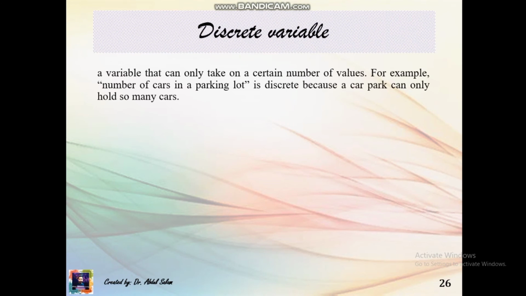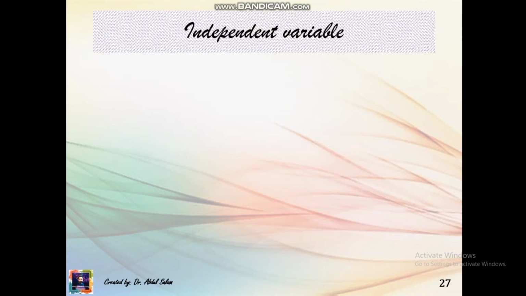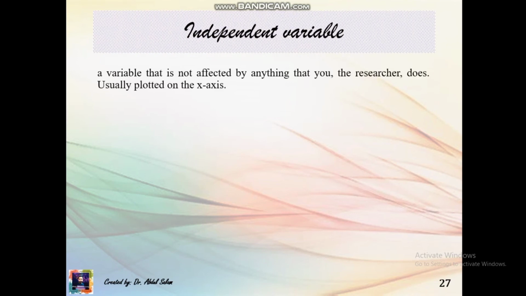Discrete variable. What is a discrete variable? A variable that can only take a certain number of values. For example, the number of cars in a parking lot. It's discrete because a car park can only hold so many cars. Independent variable. A variable that is not affected by anything else, usually plotted on the x-axis. As the name shows, it is independent and doesn't depend on any other change.